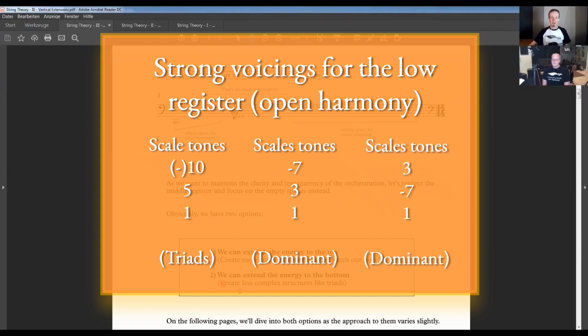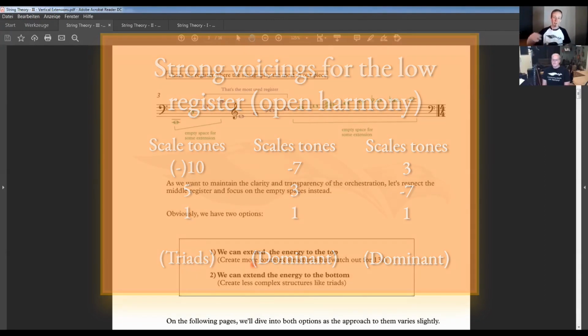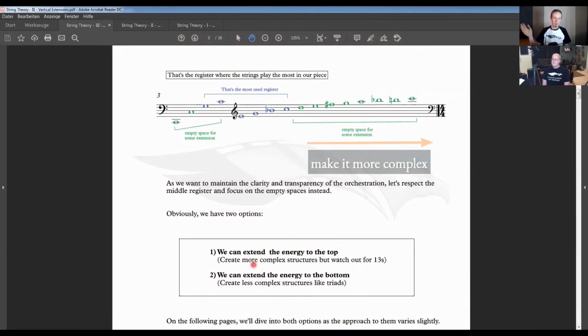So as a basic concept, just to remind you, when you want to go up, think in terms of complexity. You can increase the complexity. And when you go down, try to think as simple as possible. Don't try to bring in your 11th chords down here. This won't sound good, I guarantee, because of the overtone series.